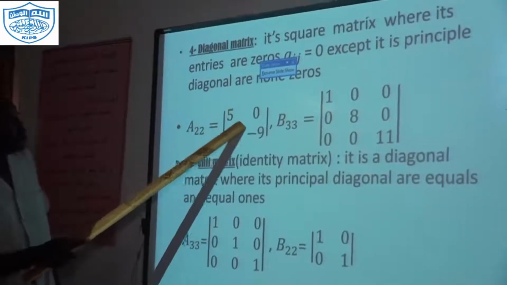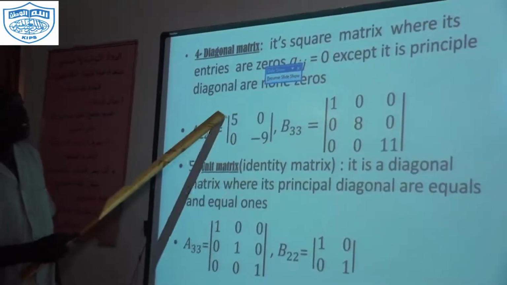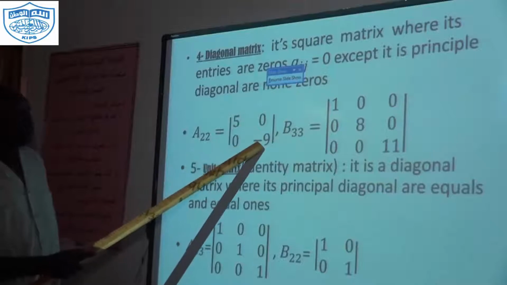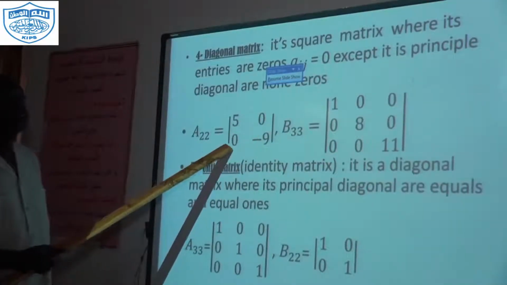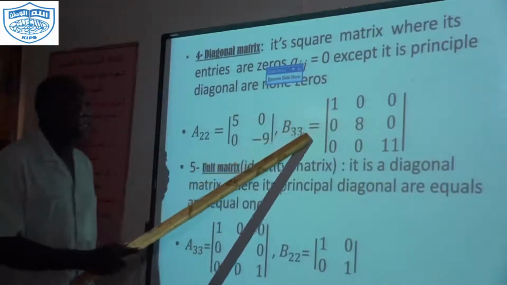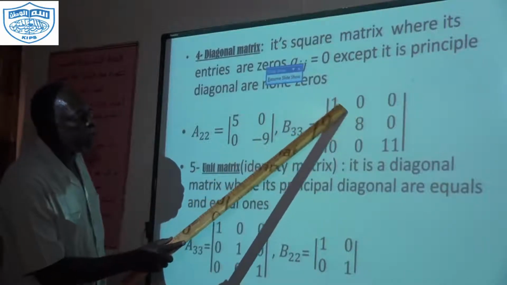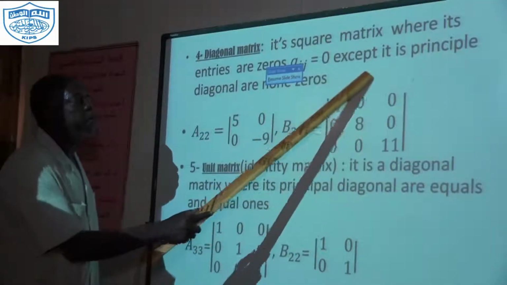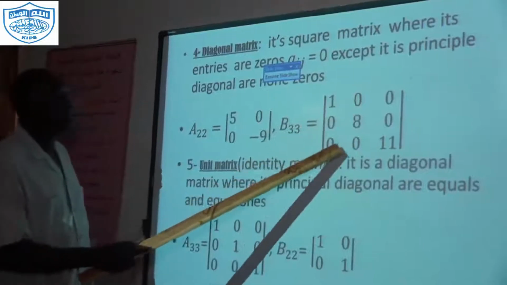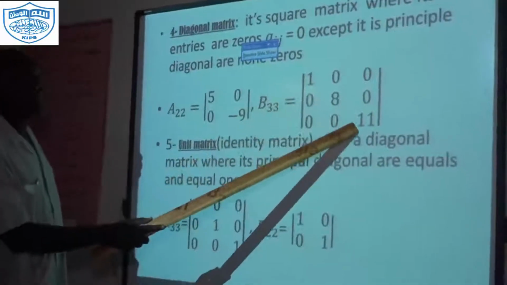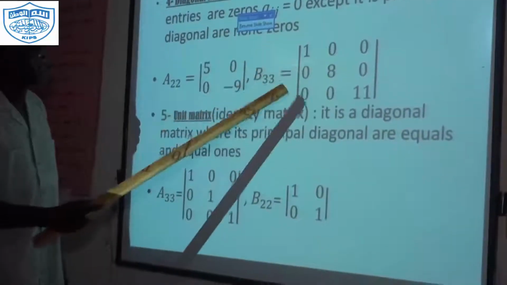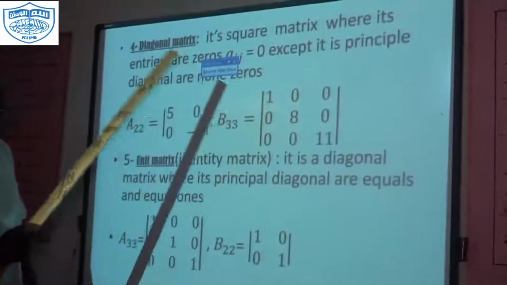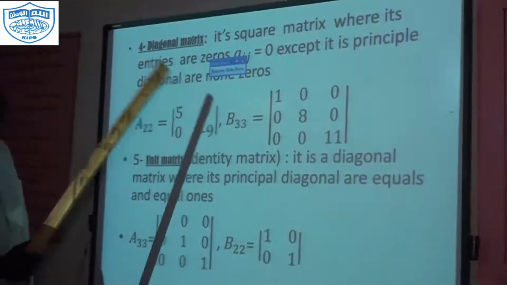By principal diagonal, I mean this one. The principal diagonal is 5 and negative 9, but this is 0 and this is 0. This is 2 by 2. This is 3 by 3. The principal diagonal is 1, 8, 11, but the remaining entries are zeros. This is called a diagonal matrix.